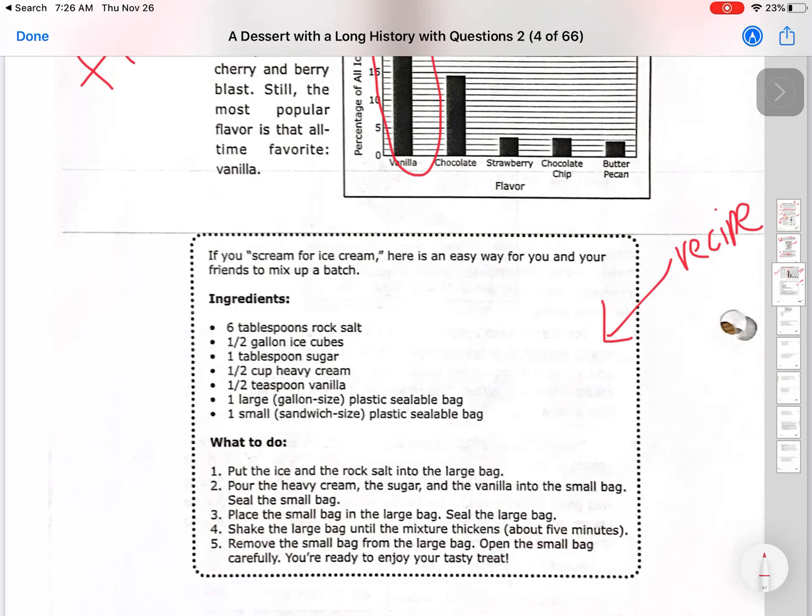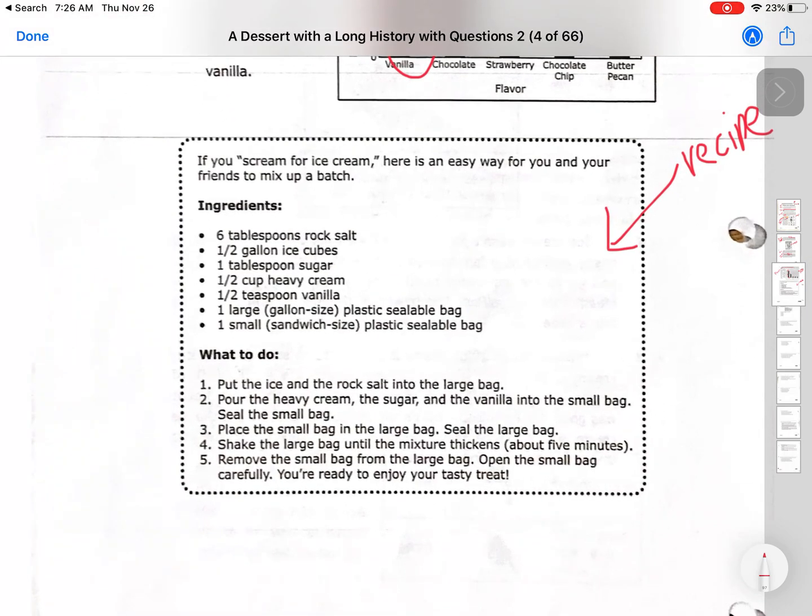And then I want to read the ice cream recipe real quick for you. If you scream for ice cream, here's an easy way for you and your friends to mix up a batch. Ingredients: 6 tablespoons rock salt, half a gallon of ice cubes, 1 tablespoon sugar, half a cup of heavy cream, half a teaspoon of vanilla, 1 large gallon-sized plastic sealable bag, and 1 small sandwich-sized plastic sealable bag.